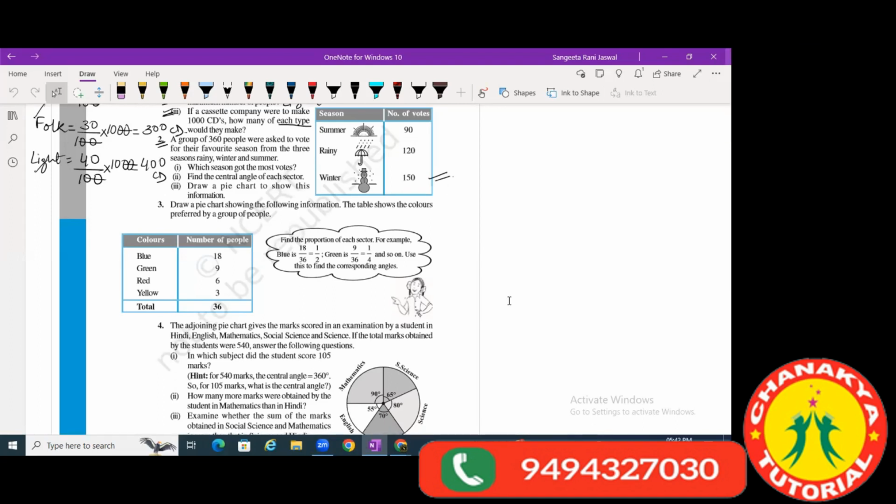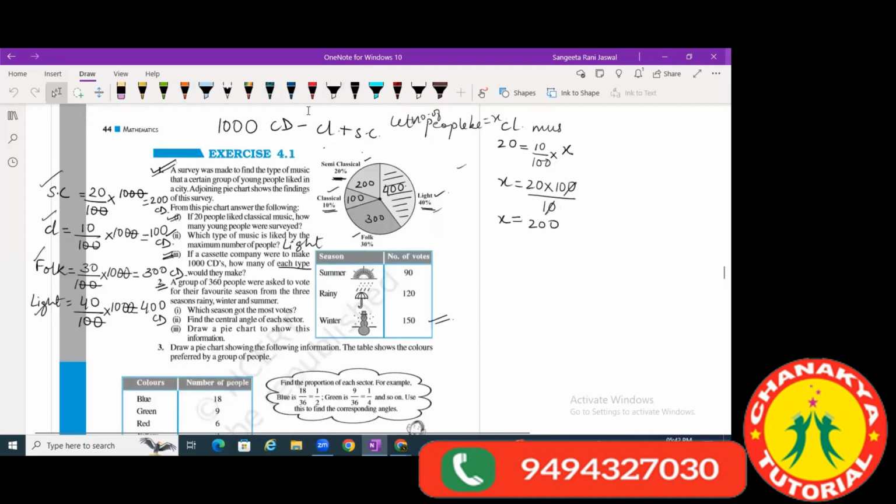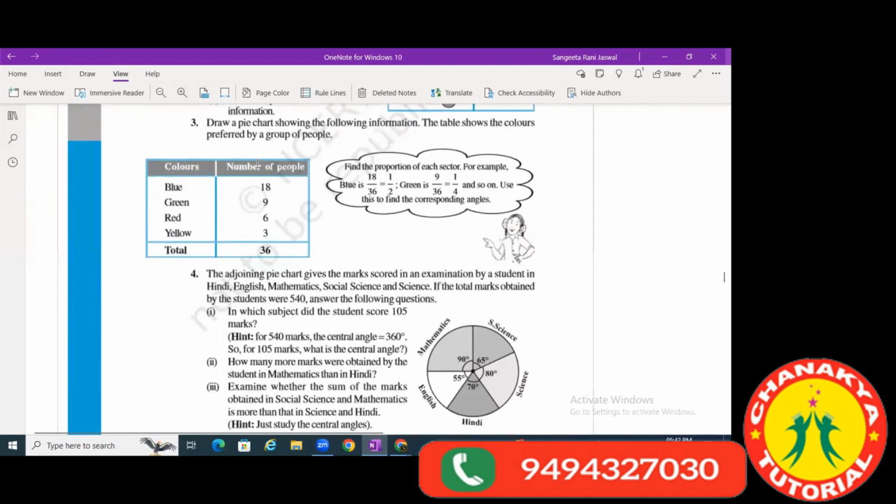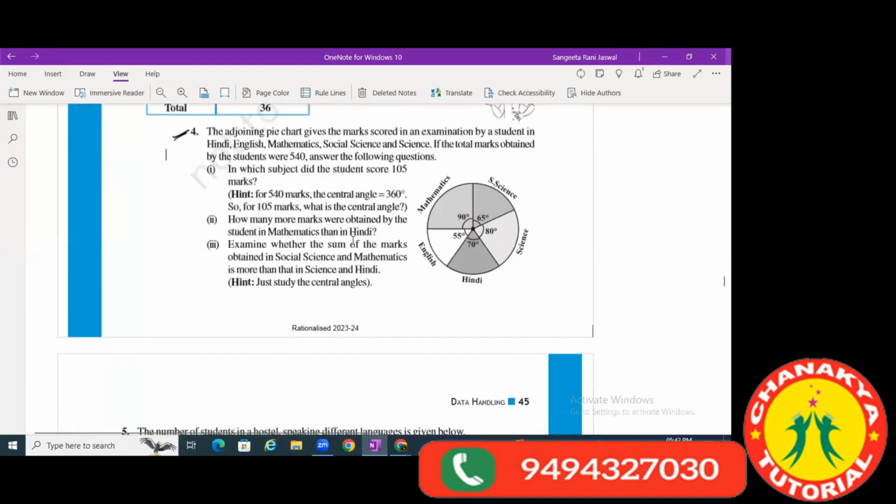Okay, now see the question. We had done this question number two, we had done the third one. Okay, now we'll see the next one. Let's see question number three. Also, we have done. Let's see the fourth one here. The adjoining pie chart gives the marks scored in an examination by a student in Hindi, English, Mathematics, Social Science, and Science. Okay, so these are the subjects, and the marks are also given. The marks scored in the examination by the students. If the total marks obtained by the student in all the subjects is 540, answer the following questions.